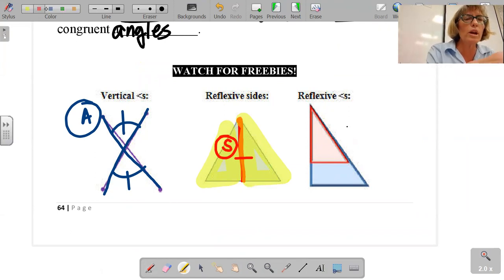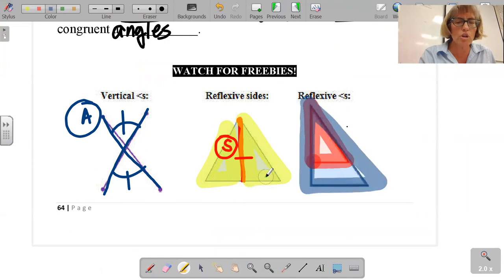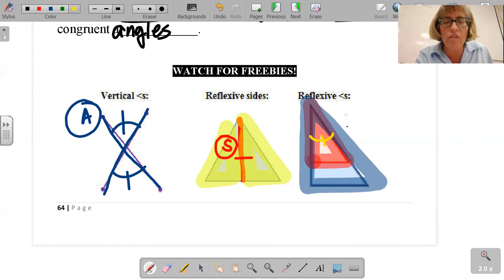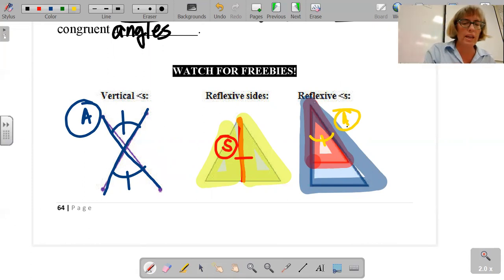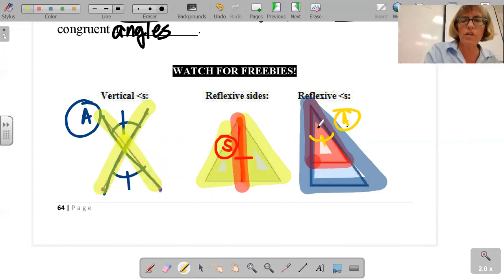Here, I'd like you to trace the smaller triangle. Just trace it. Trace the larger triangle. They exactly share this angle right there. Share it. That's called a reflexive angle, A for angle. So freebies, as I call them, is things that are congruent but not marked. They're hidden, so you have to watch out for them. Again, to recap, that would be vertical angles, reflexive sides, and a reflexive angle.